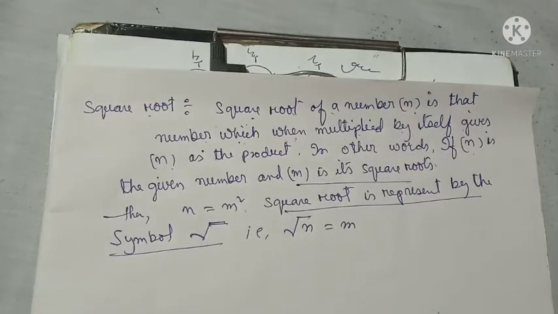Now there are two methods to find out the square root. The first method is finding the square root by repeated subtraction, and the second one is finding the square root by the prime factorization method. There are two methods to consider. Let's see.